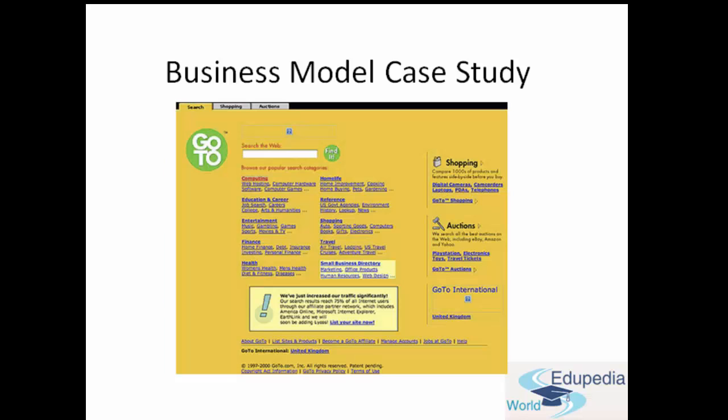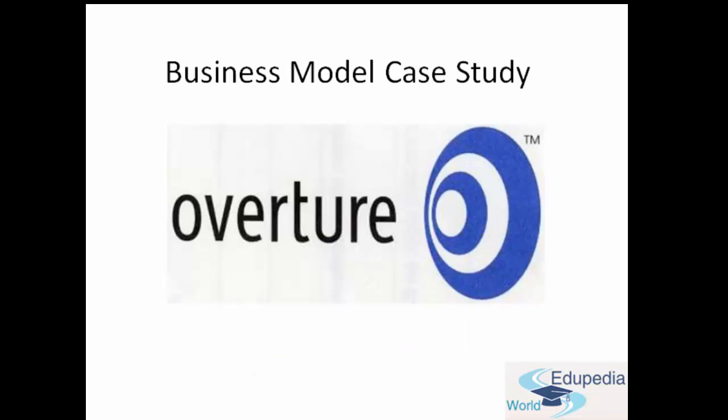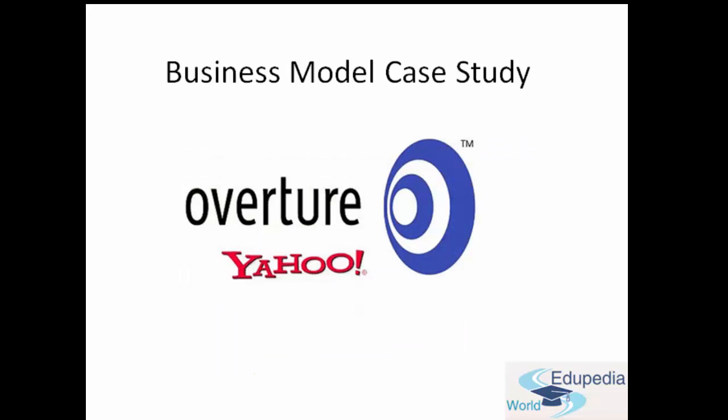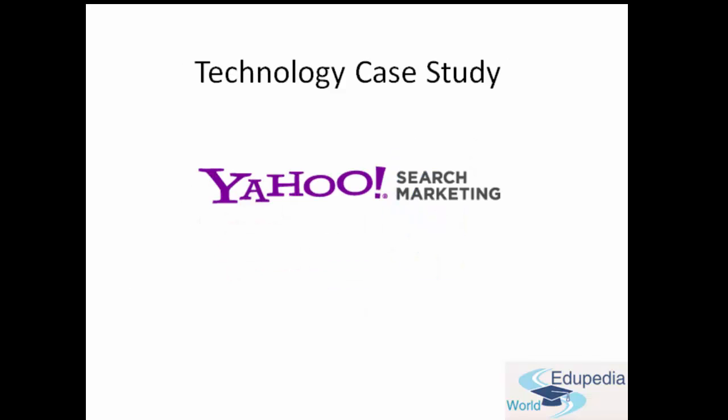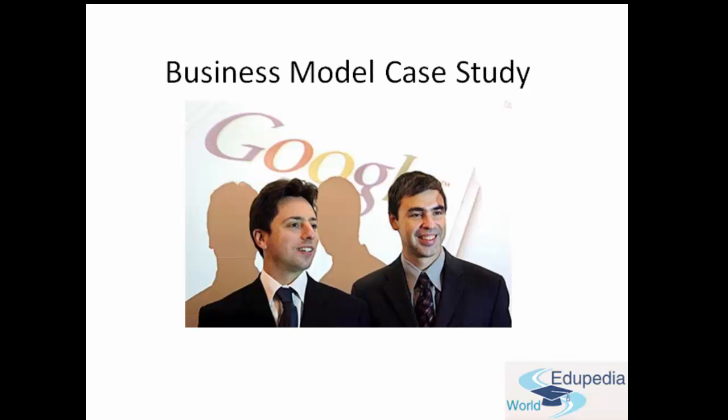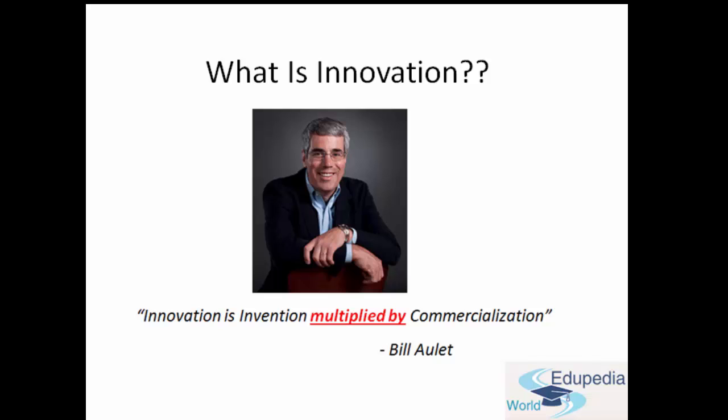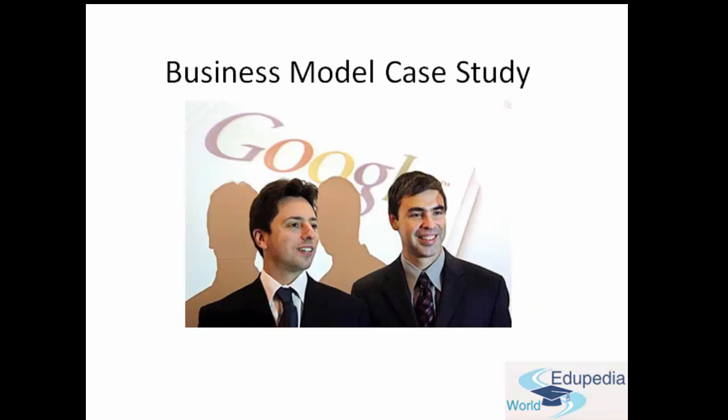Now, Idea Lab morphed into GoTo.com. This was the first bit of pay-per-click advertising back in the day. Then GoTo.com became Overture. Overture was acquired by Yahoo, and then it became Yahoo Search Marketing. And this was way before these guys at Stanford turned around and said, hey, hold on a minute, there's an opportunity here. But as Bill had said, innovation is invention multiplied by commercialization. And what these guys were able to do was commercialize it.